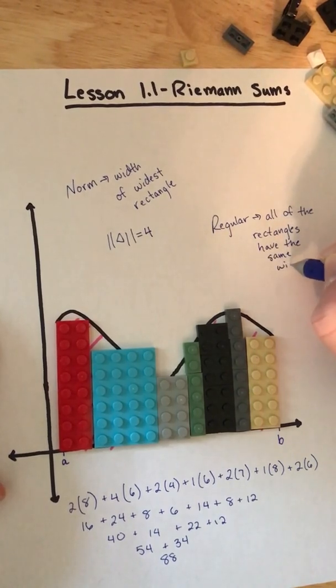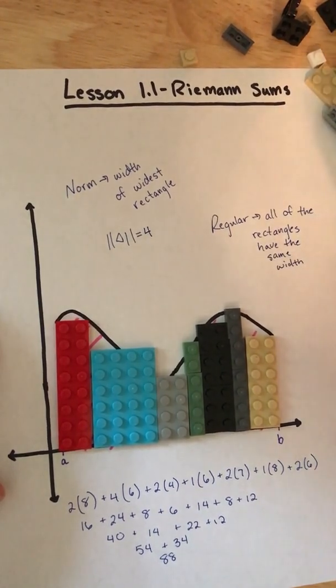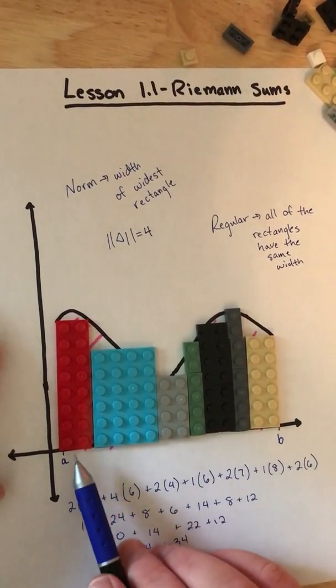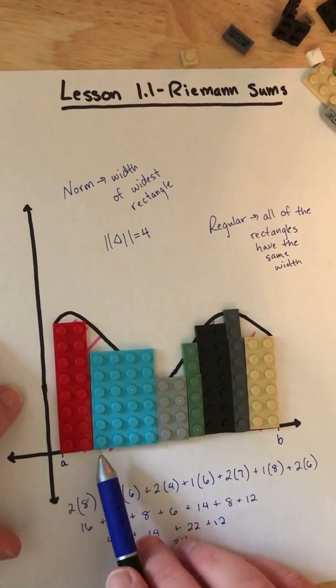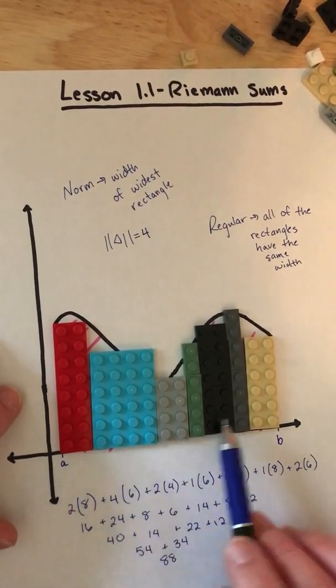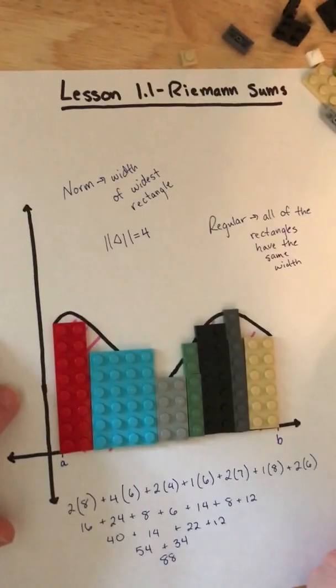You're probably thinking to yourself right now that this is not a regular Riemann sum because each of the rectangles is a different size. So notice again, the red is 2 studs wide while the blue one is 4 studs wide. As long as they're not the same, it's not regular.